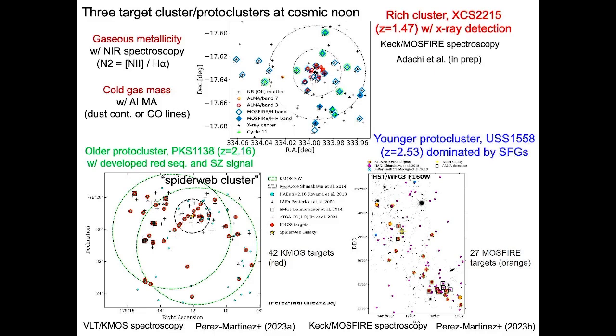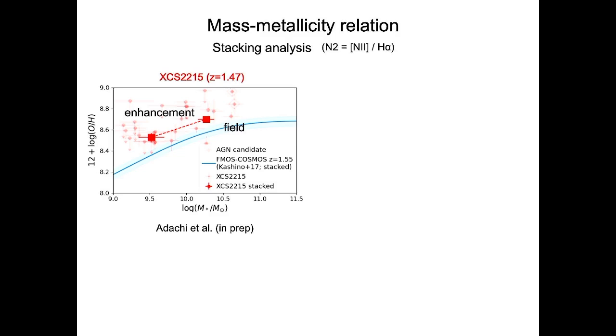We measure the gaseous metallicity using near-infrared spectroscopy using VLT KMOS or Keck MOSFIRE. And at the same time, we measure the cold gas mass with ALMA using either dust continuum or CO lines. Okay? And let me go on to the results. So first, this is a mass metallicity relation for the redshift 1.5 cluster. These data points are based on stacking analysis using this N2 index. And this blue line shows the field.